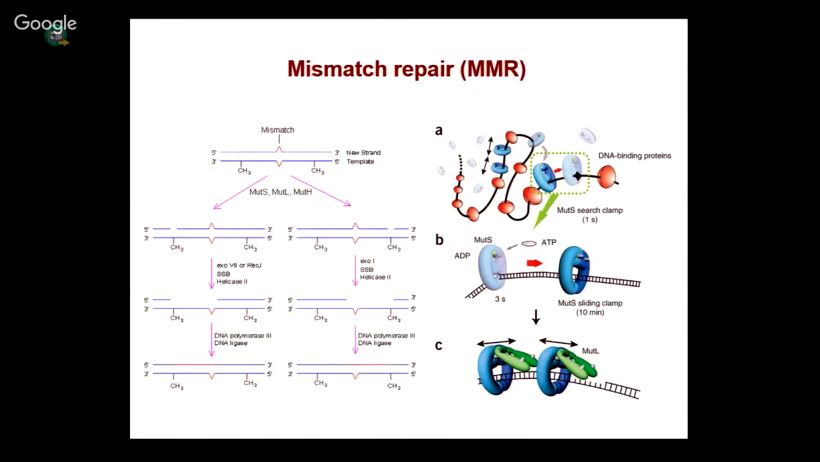How do you determine, with the AG mismatch, whether the G is correct or the A is correct?